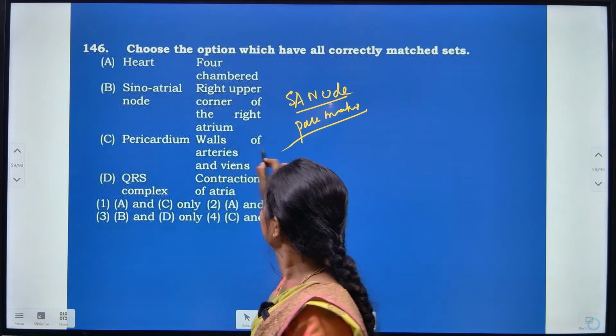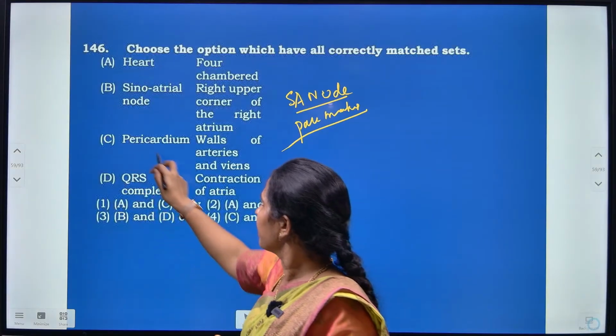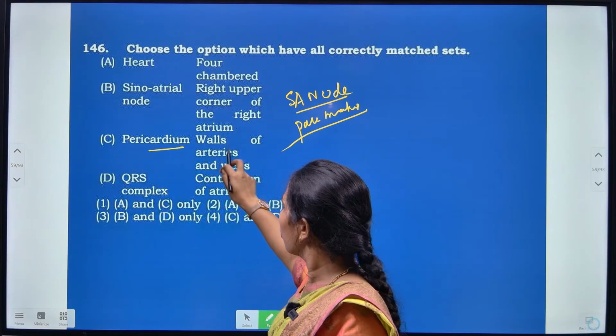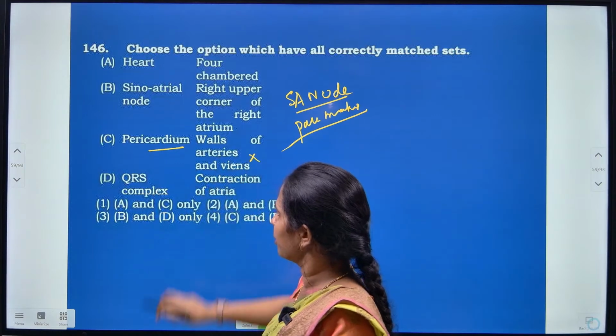Then the pericardium is nothing but the wall of the heart. The wall of the heart is made up of pericardium. So the pericardium walls are not made up of arteries and veins here. This is the wrong option here.